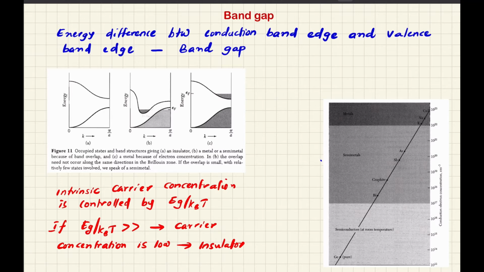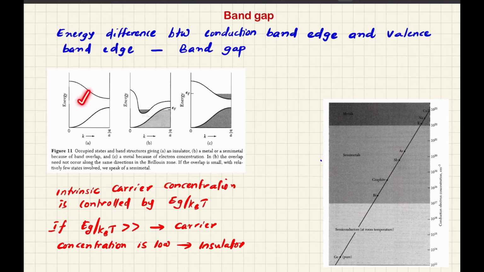Below that you will be having a valence band. In this case, the valence band will be having the highest value at some point, which is called a valence band edge. The energy difference between the conduction band edge and the valence band edge, or the energy difference between the minimum of the conduction band and the maximum of the valence band, is called a band gap.